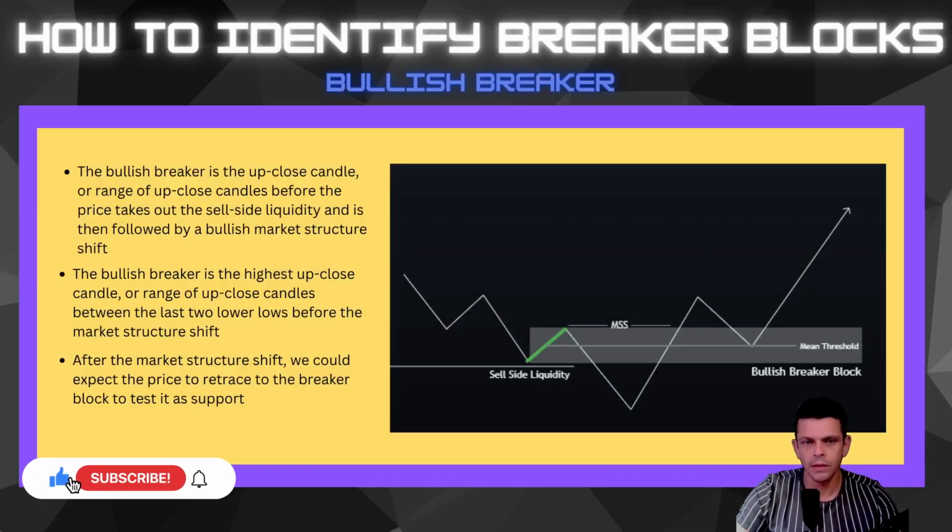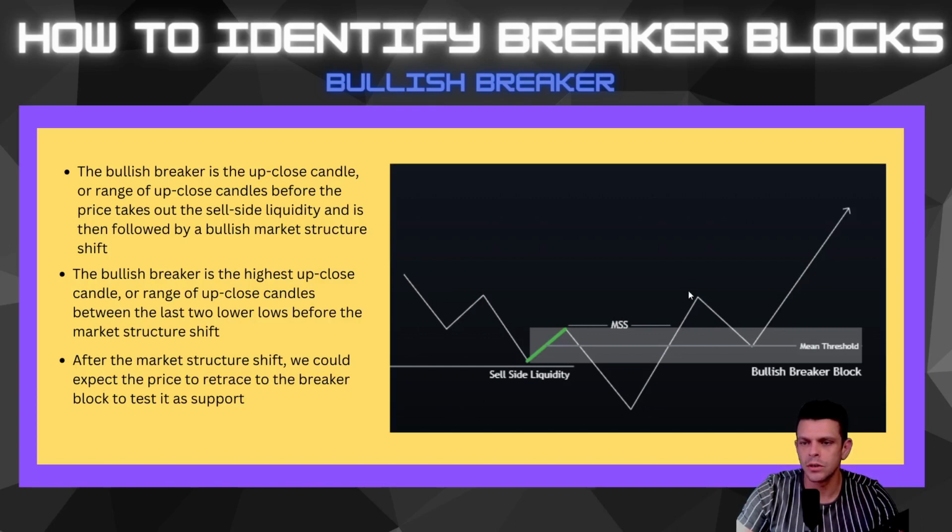Okay, we'll start with a visual representation of a bullish breaker block. So a bullish breaker block is the series of up-close candles before price action takes out the sell side liquidity below an old low or relative equal lows and is then followed by a bullish market structure shift. A bullish market structure shift is when we have been trending down and price action takes out the last lower high. And once we have these conditions met, we could expect price action to retrace back into the bullish breaker block for us to frame our long entry idea.